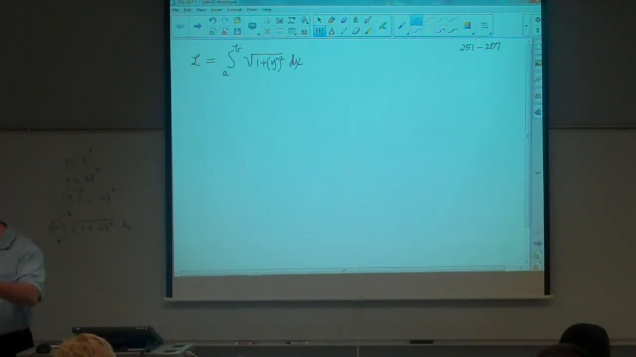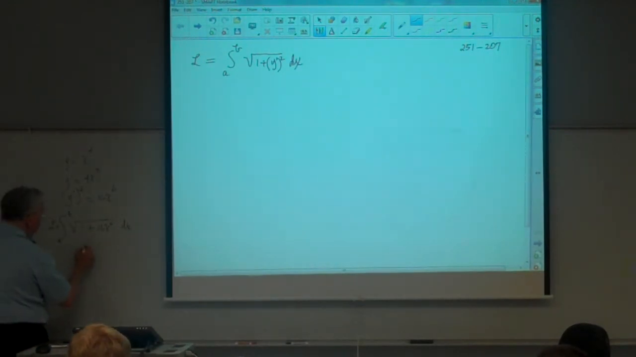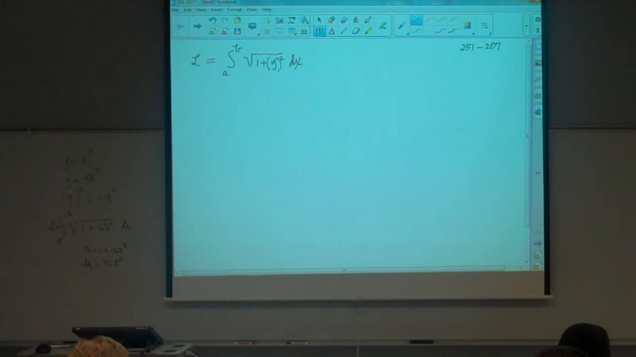Obviously, by my 5 rules, you'd say let u be equal to 1 plus 16x to the 6th. And du is equal to 96x to the 5th. But there is the rub, isn't it? In order to be able to integrate that, wouldn't I need an x to the 5th right where my finger is?